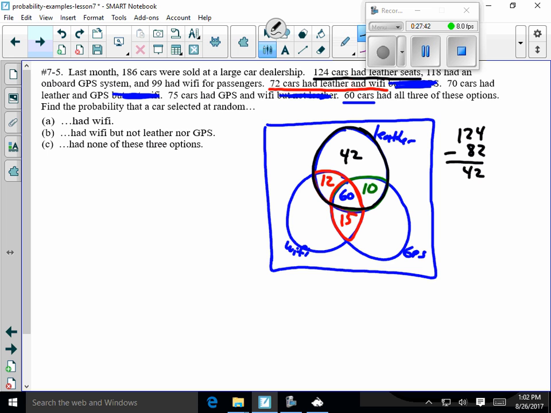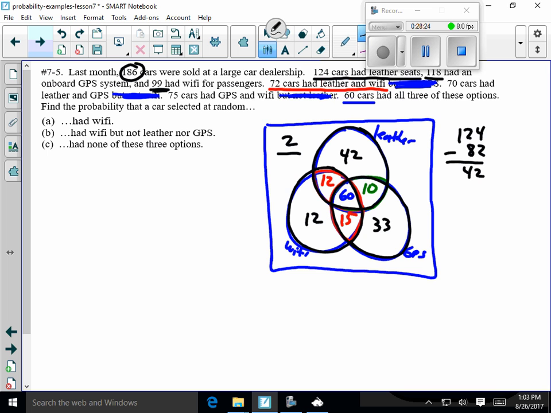And you can use the same reasoning to fill out the GPS bubble, because it says that the GPS bubble has to add up to 118. So if you add the existing numbers 60, 10, and 15, subtract that from 118, you end up getting 33 left there. And similarly, to handle this 99 number, that's what's in the Wi-Fi bubble here. We've already accounted for 60, 15, and 12 of that, leaving only 12 left. Okay? And then the way you find the number that goes out here is you add all the numbers already inside the bubbles, and you subtract that from the total 186 cars that were sold. It turns out that only 2 cars did not have any of those options at all.